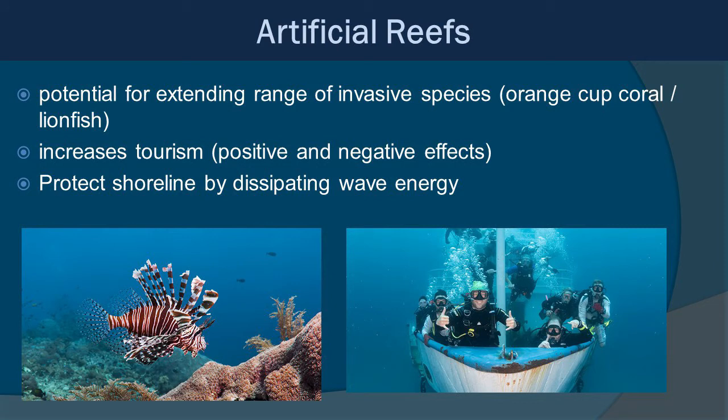When it comes to artificial reefs, there's a very big benefit to the community. Obviously, it increases tourism, which can be positive. It also can be negative because you increase more people being involved. They can protect the shoreline by dissipating wave energy, so that's actually very useful as well. There are potentials for extending the range of some invasive species like the orange cup coral or the lionfish as well, but so far, they're usually a pretty good use of our funding.